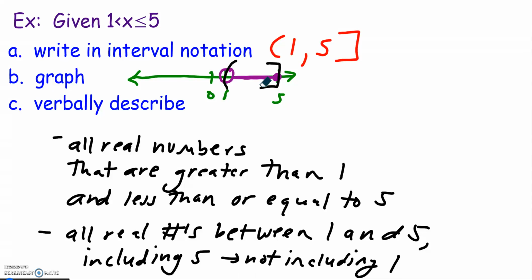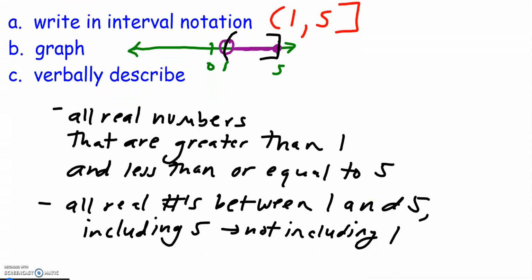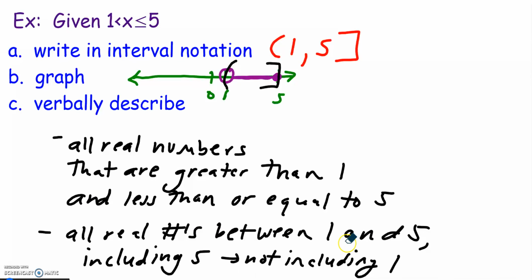In terms of verbal description, here are two possibilities. The first one, a popular one, all real numbers that are greater than 1 and less than or equal to 5. You could also say something like all real numbers between 1 and 5, including 5, but not including 1. Let me put the word but in there. So including 5, but not including 1.